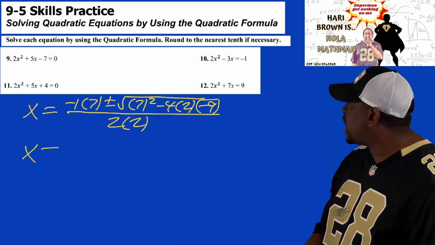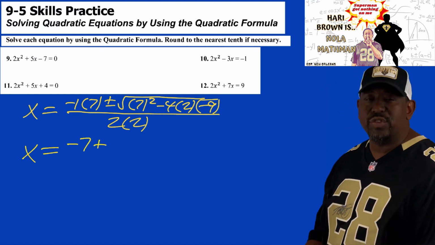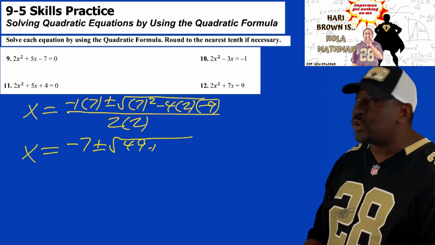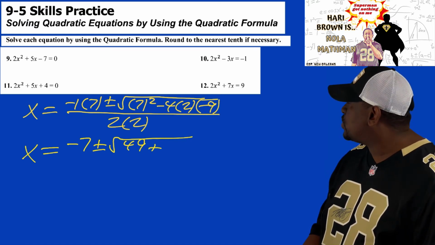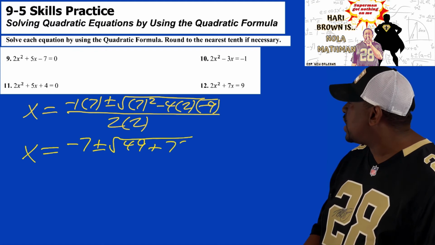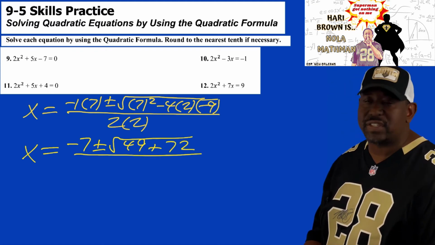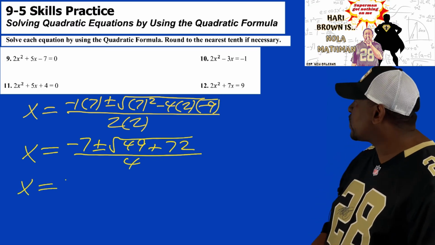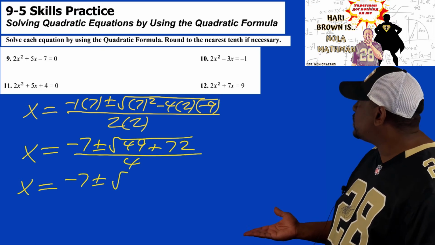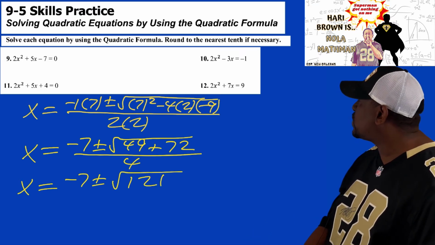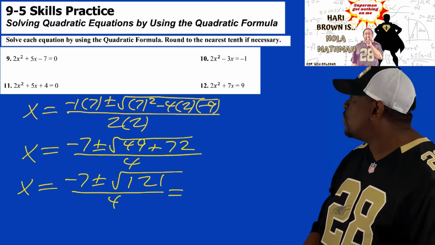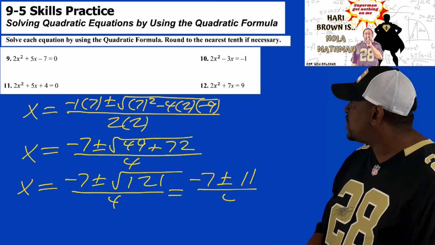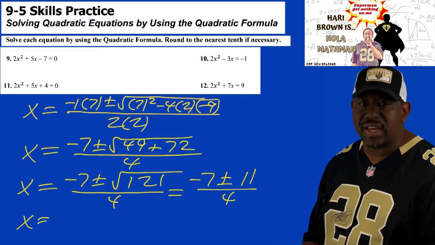So we substitute those values in and simplify, using the order of operations rules. We have negative 7 plus or minus the square root of 7 squared, which is 49, plus, because when you multiply negative 4, negative 9, and 2, you're left with positive 72, and that is all over 4. So now we simplify the radical. The square root of 49 plus 72, that's the square root of 121 over 4. We can now simplify the square root of 121, which is 11. So we have negative 7 plus or minus 11 over 4.